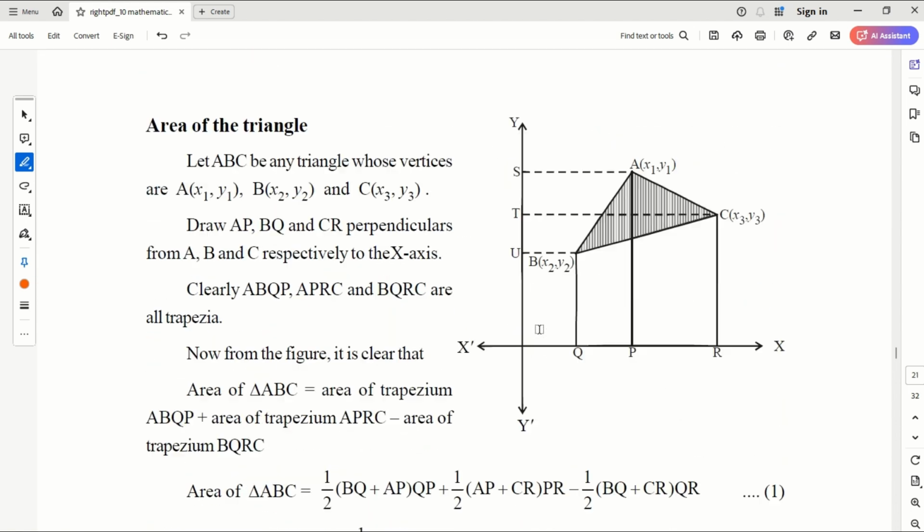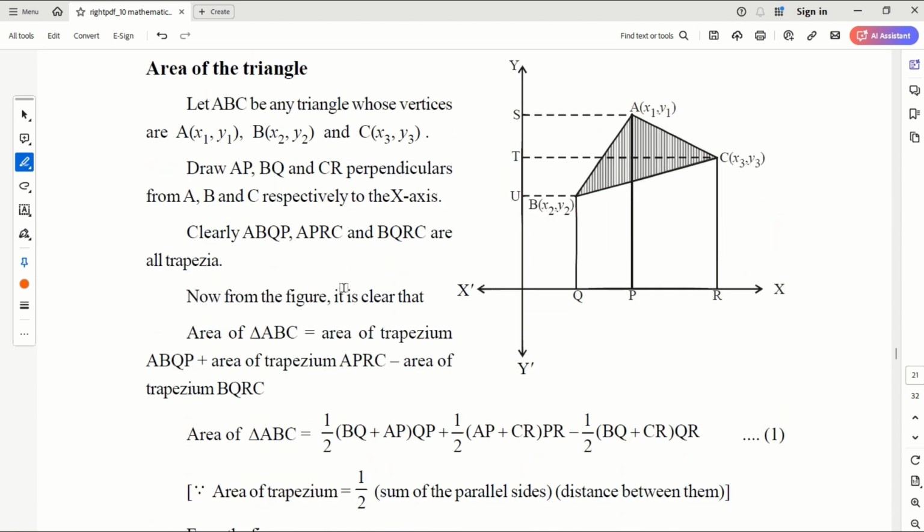Now let's see a more general triangle. Any general scalene triangle looks like this in the coordinate plane, and the vertices are x1, y1, x2, y2, and x3, y3. Now, how do you calculate the area of this triangle? Let's calculate the area of a scalene triangle, and this will be the general formula for the area of a triangle.